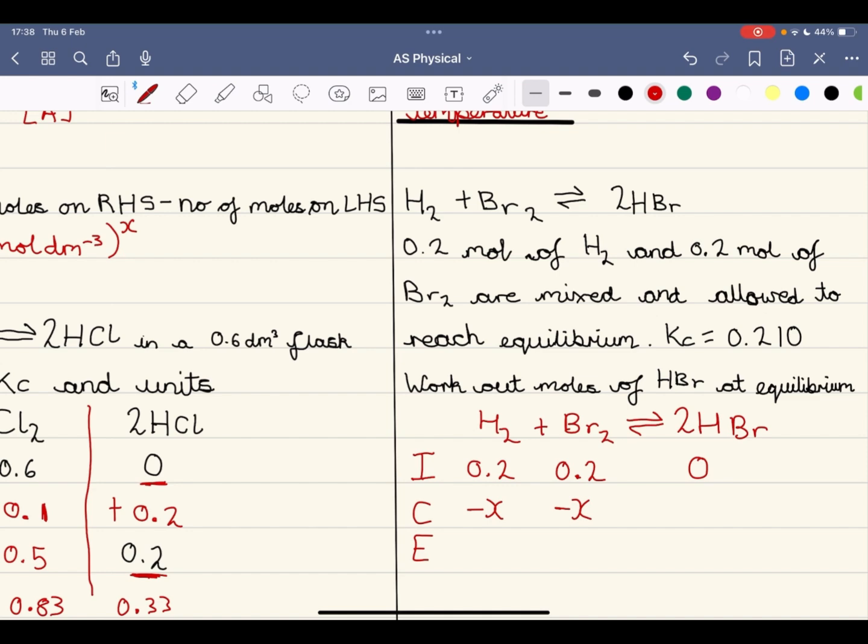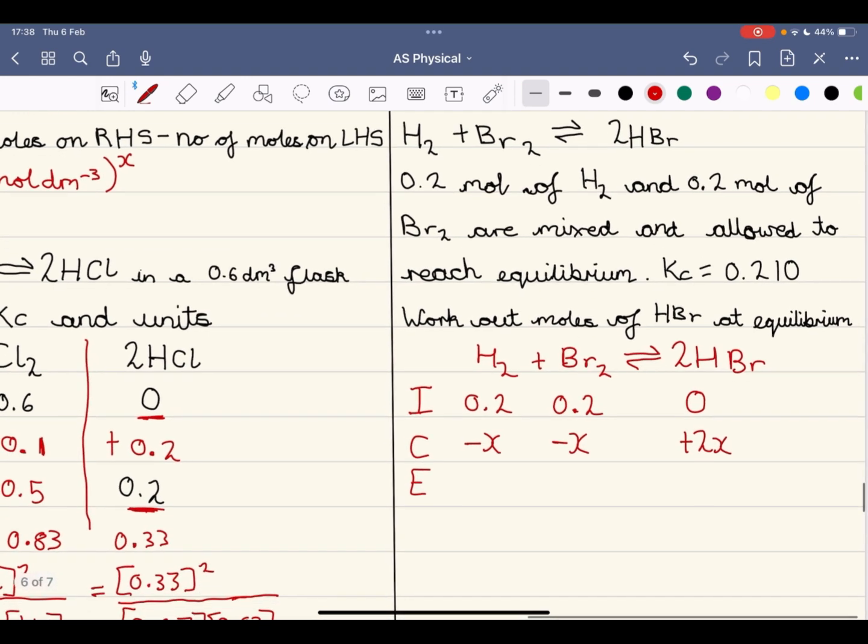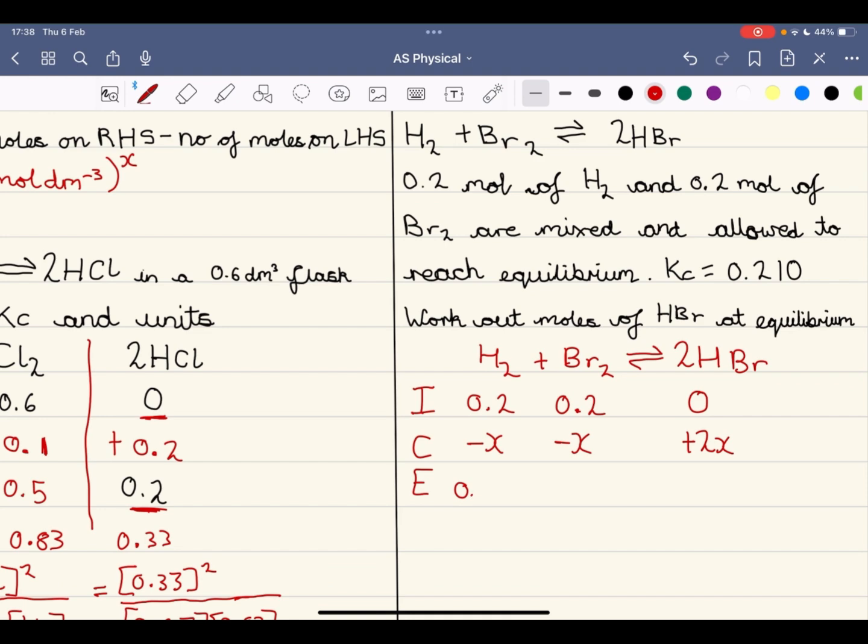And since it's a 1:2 ratio, we're going to gain 2x moles here. Alright, so then at equilibrium, this is the moles that we have. Now when we're forming the Kc expression, Kc does obviously include the concentrations. However, like we said before, since we have 2 moles on either side of the equation, we can just sub in the moles instead of concentration, which is why I haven't written down a volume in the question.